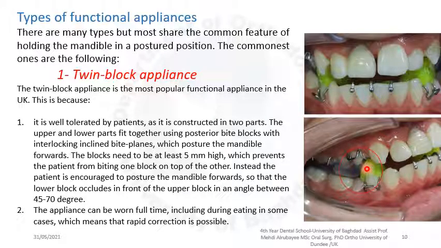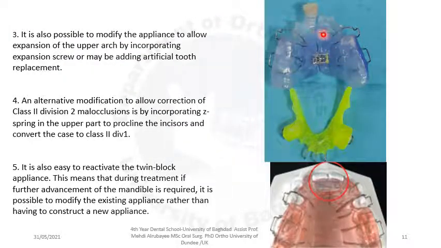Instead, the patient is encouraged to move the mandible forward so that the lower block occludes in front of the upper block at an angle between 45 and 70 degrees. The appliance can be worn full-time, including during eating in some cases, which means that rapid correction is possible. Here is the upper bite block and this is the lower bite block. It is also possible to modify the appliance to allow expansion of the upper arch by incorporating an expansion screw, or by adding an artificial tooth replacement.